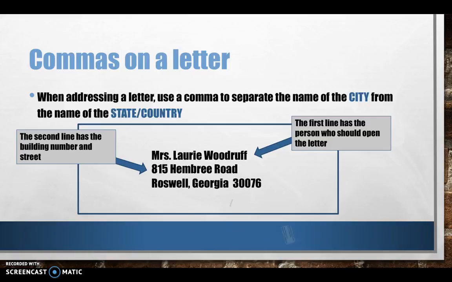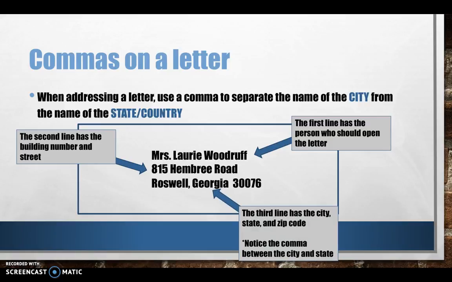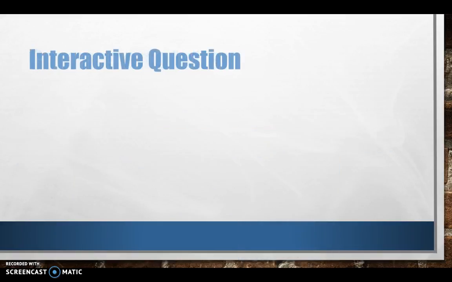Then the last line has the city, the state, and the zip code because we're writing in the United States. There is a comma between the city and the state. Nowhere else on the envelope is there a comma. So that's what you need to remember.